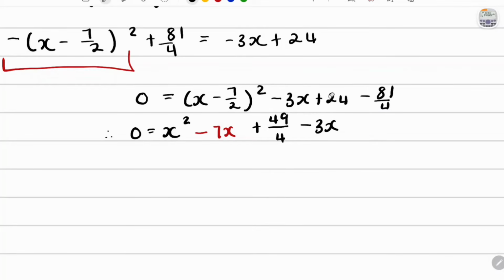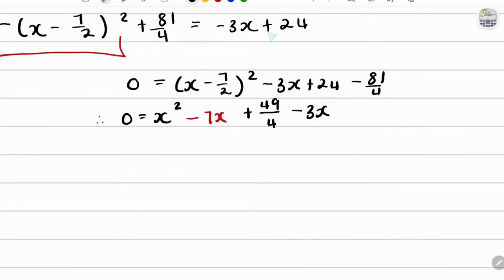We can actually just simplify that. So what is 24 minus 81 over 4? That's what we have to simplify there. So what is 24 minus 81 over 4?